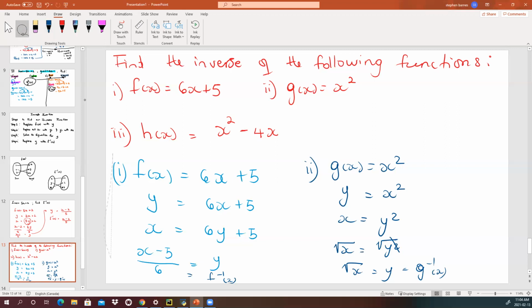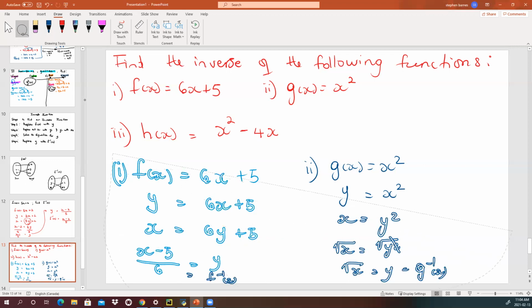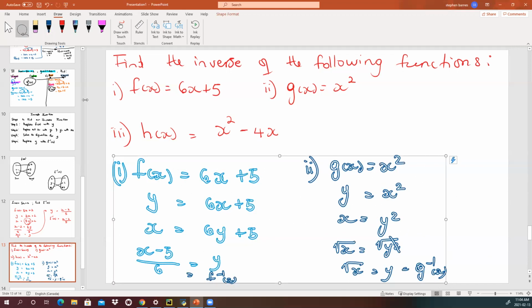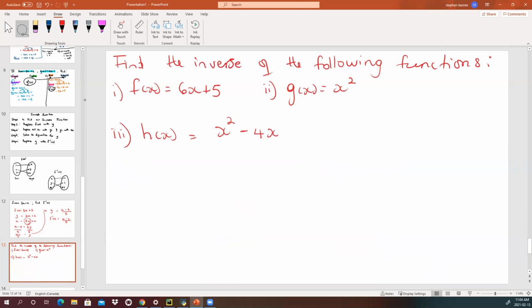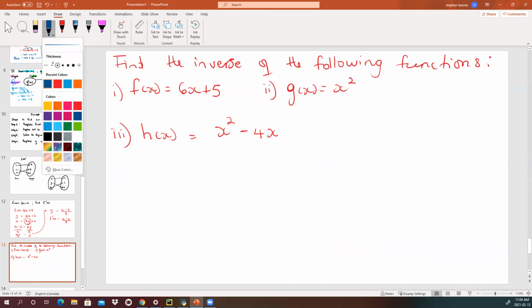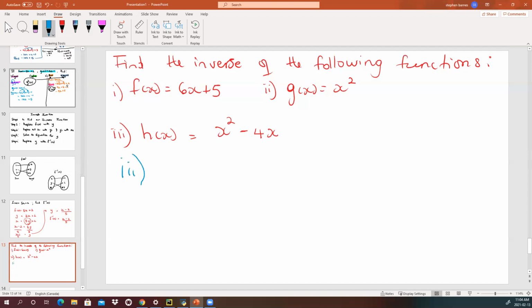So I'm going to just get rid of this so I can work the last one on this question. So the third one says h of x is equal to x squared minus 4x. This one is tricky.